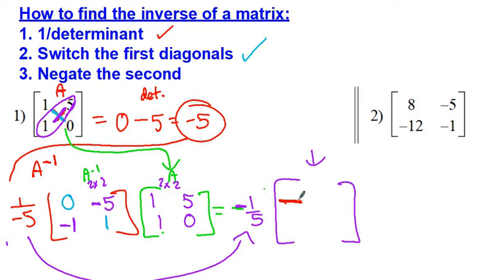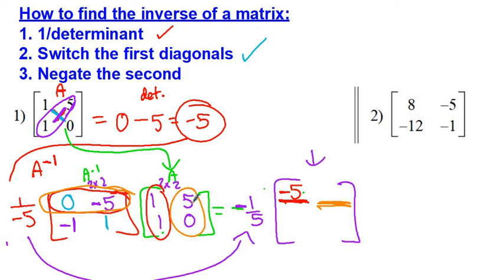This right here is first row, first column. First row right there times first column. 0 times 1 is 0. Negative 5 times 1 is negative 5. You add those to get negative 5. This right here, first row, second column. So there's the first row, there's the second column. 0 times 5 is 0. Negative 5 times 0, also 0. We add them to get 0.